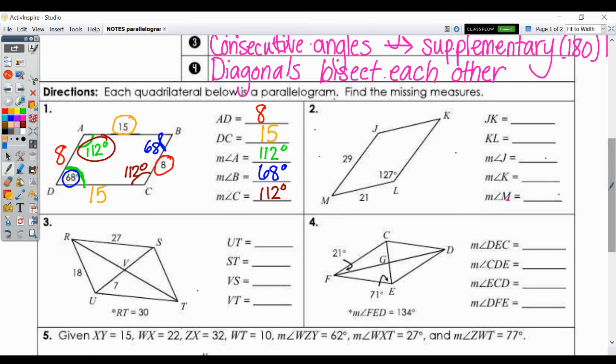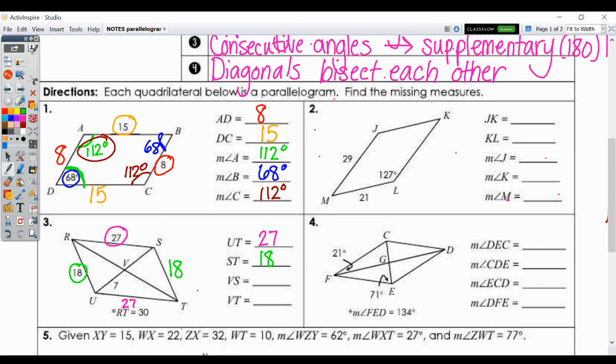Let's skip on down to number 13. So number 13, first thing they want to know is UT. UT, which is right here. I can look at its opposite side and see that it's 27. So that means that UT should be 27 also. Okay? ST, here's ST. Look at its opposite side. See that it's 18, so ST is also going to be 18.